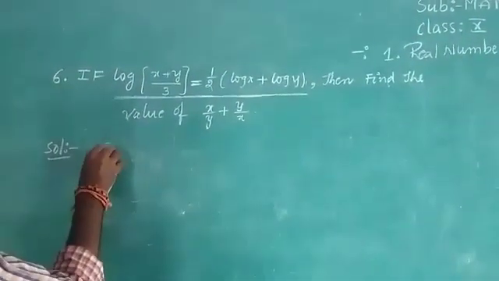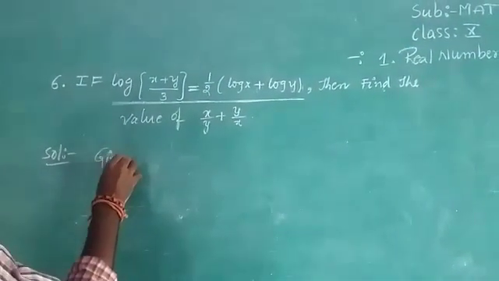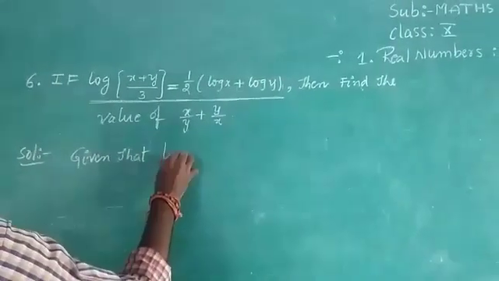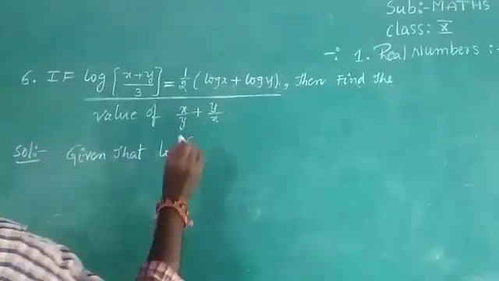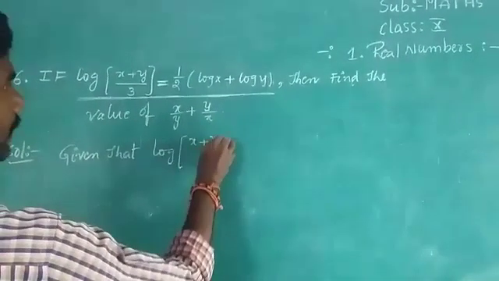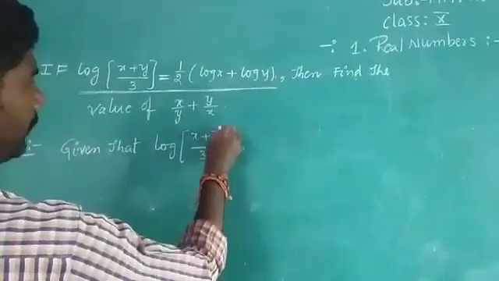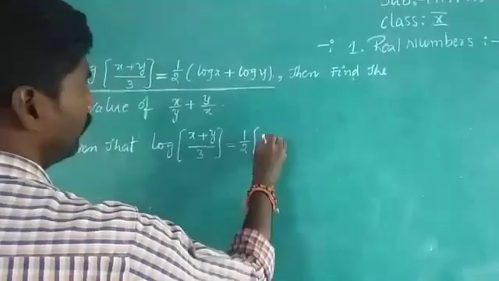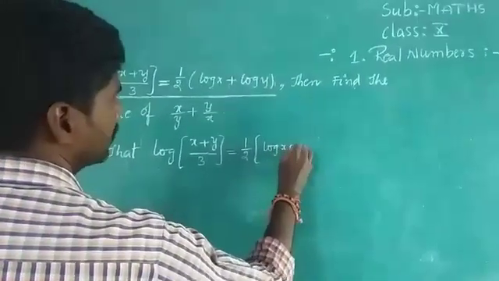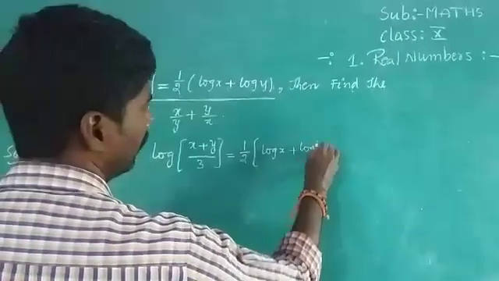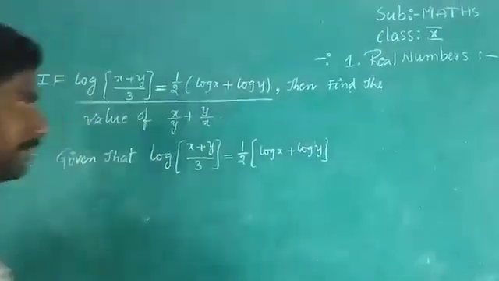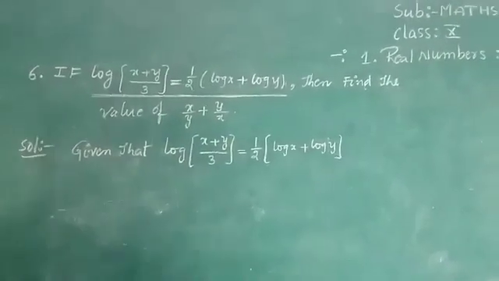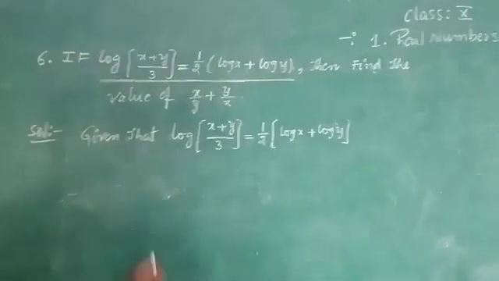So, what is given? Given that log of (x plus y) by 3 is equal to 1 by 2 (log x plus log y). This is given. So, observe clearly, this statement is given.